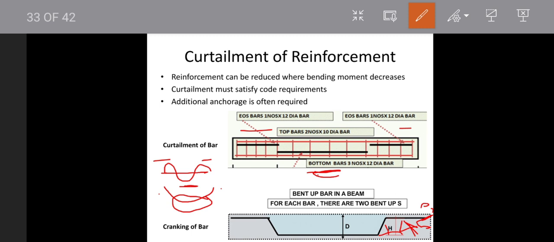Where do we use curtailment? When the dia of the bar is larger, we go for curtailing, that is cutting, and when the dia of the bar is smaller, we go for cranking, because cranking needs more manpower, and when the bar size is small, cranking is easy. When the bar size exceeds a certain limit, cranking is difficult, and there we go for curtailment.